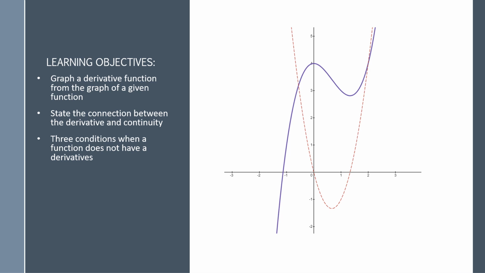First, we'll talk about graphing a derivative function from the graph of a given function. Then we will talk about the connection between the derivative and continuity. And also we will discuss three conditions when a function does not have a derivative.